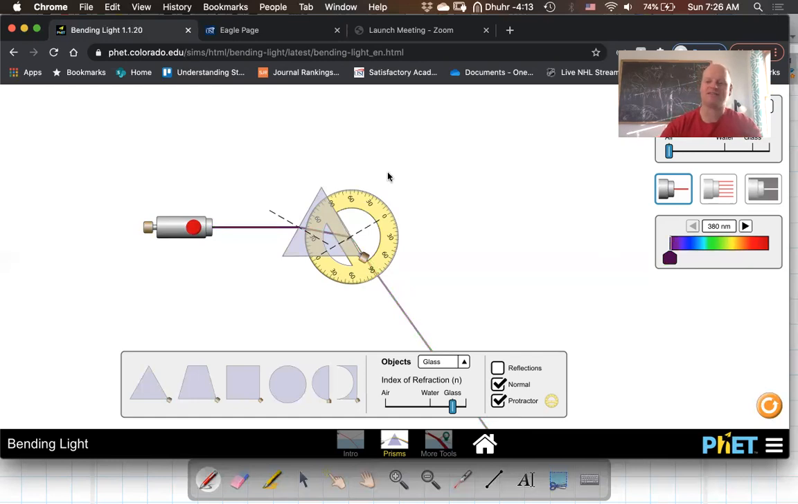So it turns out, as I said, that the index of refraction is actually frequency dependent, which means each one of these different frequencies has its own different index of refraction because they all move at a different velocity, right? So they all move at a different speed.